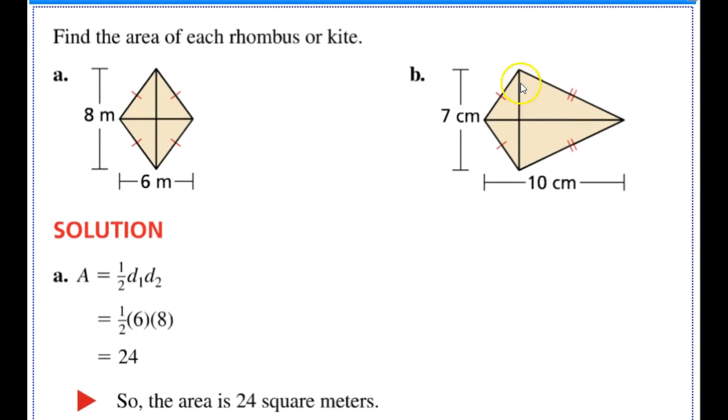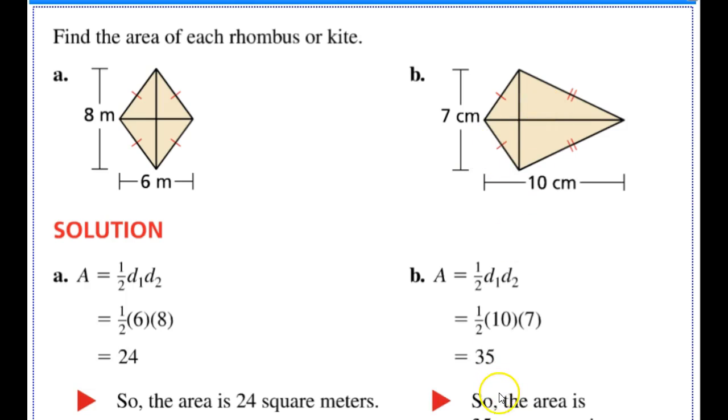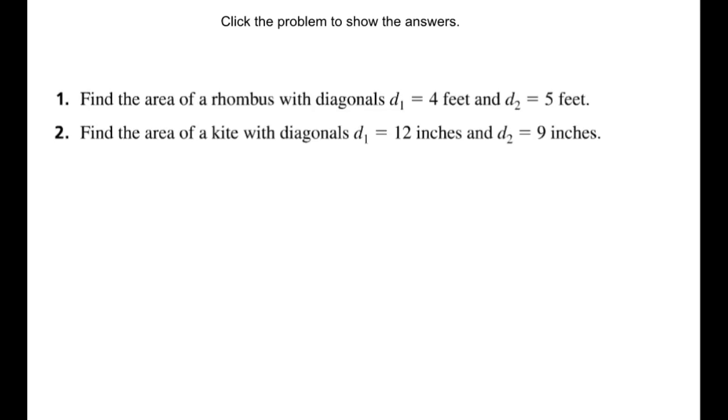So now let's look at this kite. And I see that it's a kite because I have two sets of congruent sides. And again, I'm given the lengths of my diagonals, which are 7 and 10. So again, I use my area formula, and I plug in my information, and I get that the area of this kite is 35 square centimeters. So try these first. I would always draw them out and see what you can get from there.